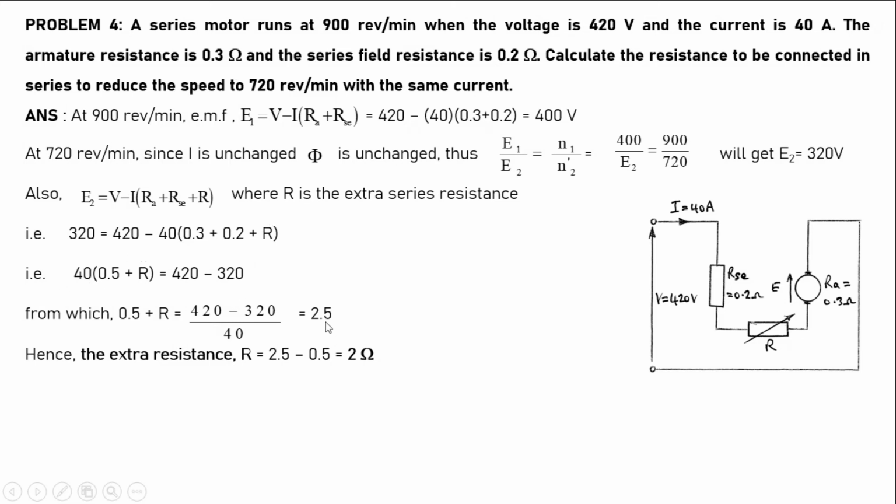How to find this R? By solving this equation we will get 2.5. So this R is equal to 2.5 ohms in total. The extra resistance to be connected is 2.5 minus 0.5, since this 0.5 is already there, so we get 2 ohms.